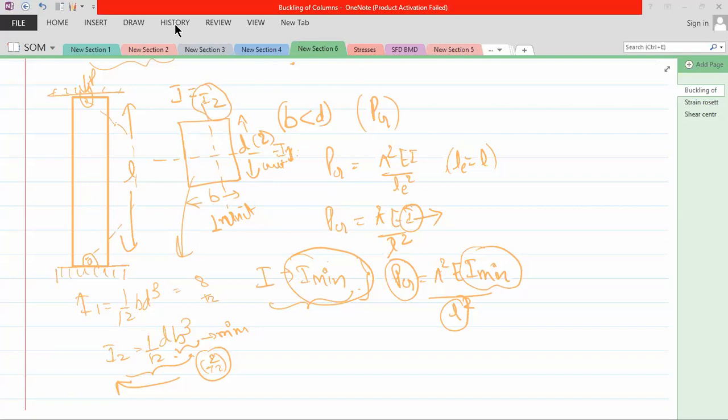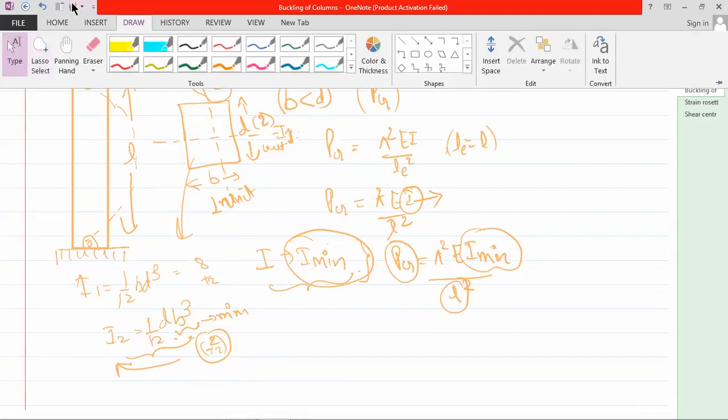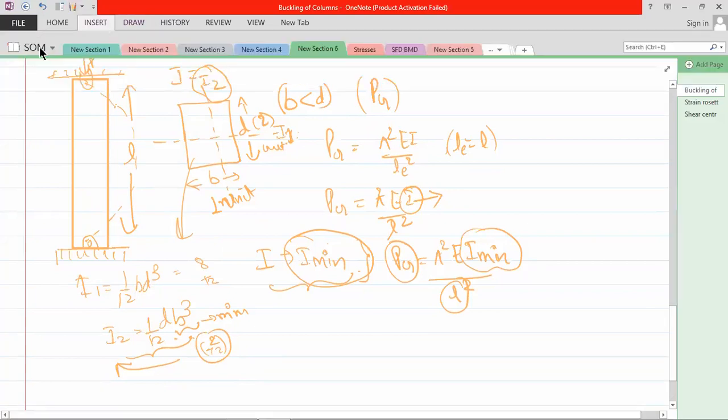Okay, then two things more. First of all, we need to find the length above which you can consider this. For a short column, Euler buckling cannot be applied. So the first limitation of Euler buckling is you cannot apply it to short columns, because for a short column the failure will be by crushing stress or compressive stress, and the buckling will not take place.